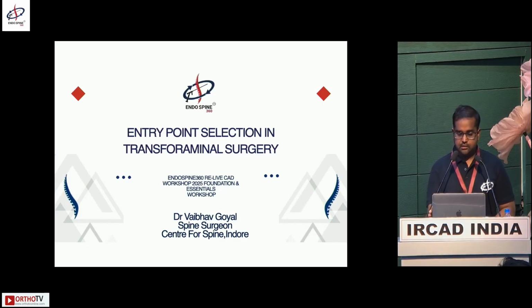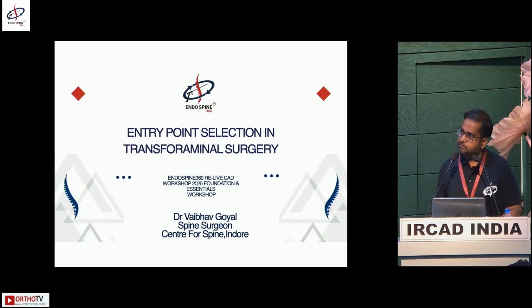Once we have identified the pain generator or the offending pathology, and we have decided that we want to go for the transforaminal surgery, the first important step is the entry point selection. And if the entry point selection is correct and we are bang on the target, half of the battle is won. Because once we are inside the foramen, we have very little space to play around.